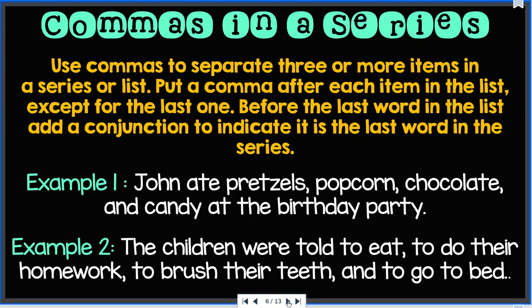Commas in a series. Use commas to separate 3 or more items in a series or list. Put a comma after each item in the list except for the last one. Before the last word in the list, you should add a conjunction to indicate it is the last word in the series. Usually we would use or, and. Example 1. John ate pretzels, popcorn, chocolate, and candy at the birthday party. Example 2. The children were told to eat, to do their homework, to brush their teeth, and to go to bed.